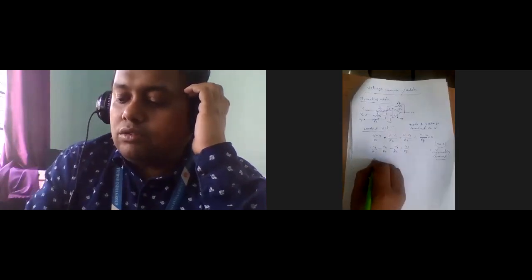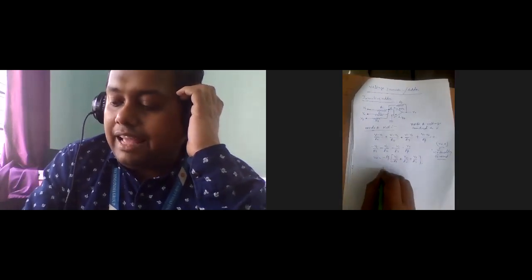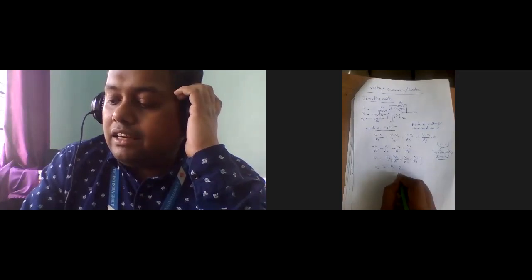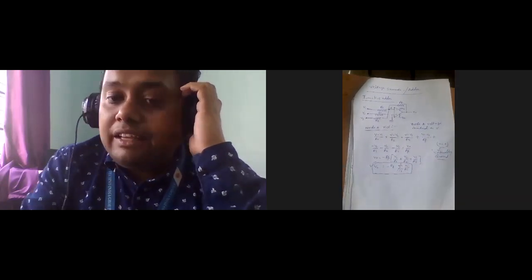So V naught equals minus RF into (V1 by R1 plus V2 by R2 plus V3 by R3), or we can write it as minus RF times the summation of i equal to 1 to 3 of Vi by Ri. So this is the expression of the voltage summer when it is the inverting summing amplifier.